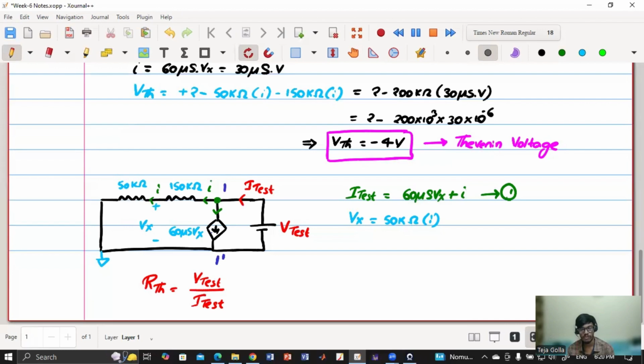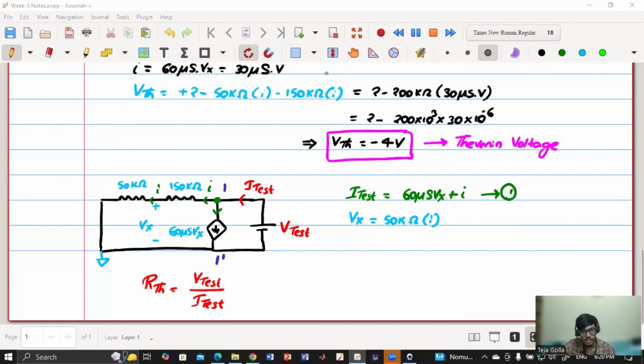So we'll consider one voltage source, a test source, across those two terminals, and we'll assume that it is drawing a current I. If it is drawing a current I and its voltage is V, then the resistance across these two terminals is V test by I test. So that's why we're considering these two, which are unknown, and we need the ratio of these. From there we can get the resistance. Is that clear?